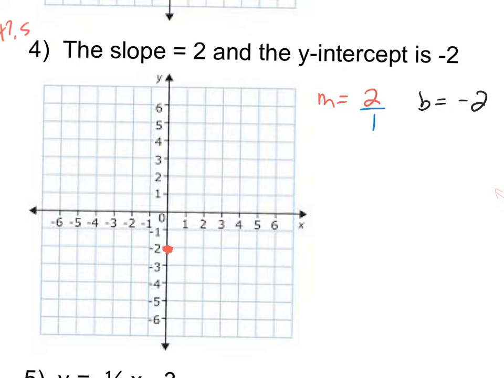You go up 2. Your rise is the numerator. You go up 2 to the right 1. So you're going to go up 2, to the right 1. Up 2, to the right 1. Connect your dots. And there's your line.